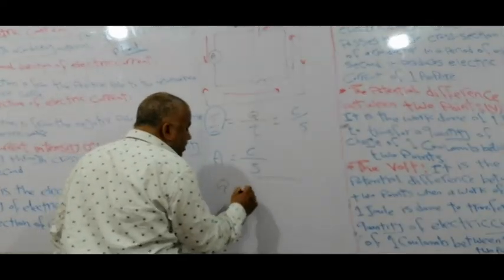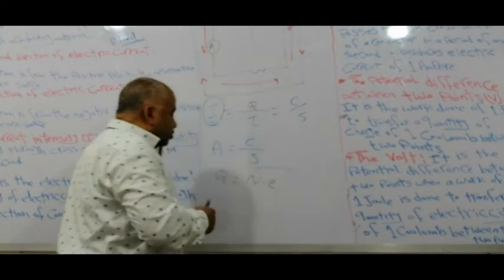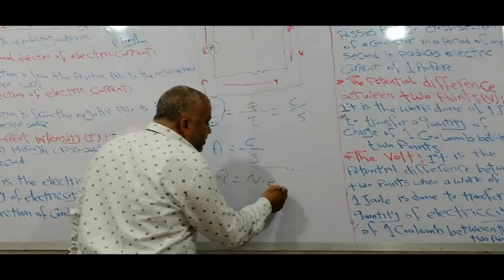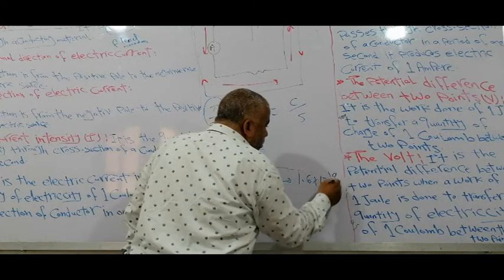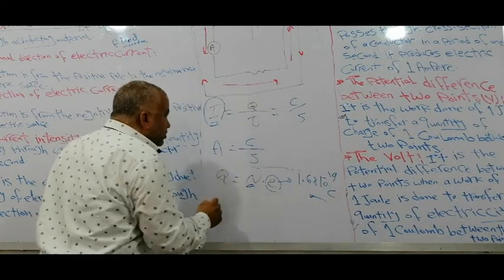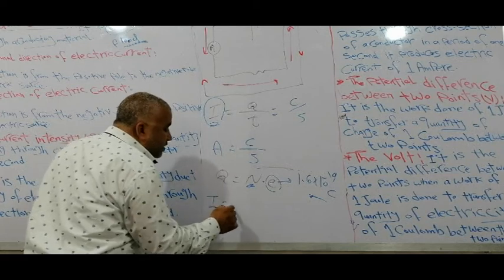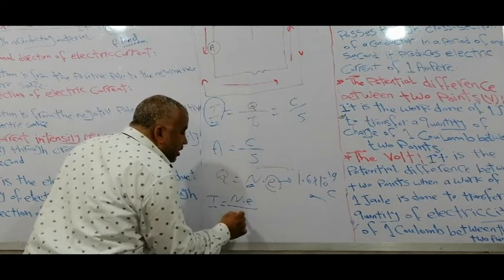Quantity of electricity equals the number of electrons times the charge of the electron. The charge of the electron is a constant, in coulombs. Hence, I, the electric current intensity, equals N times e over T.